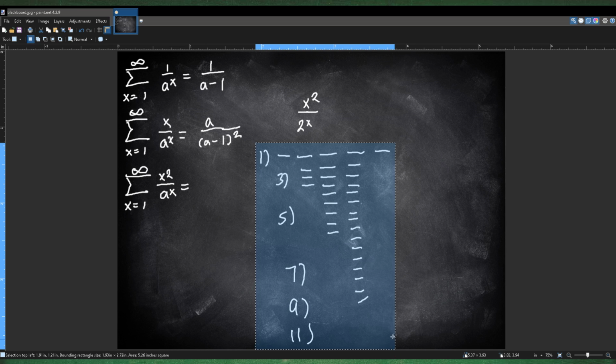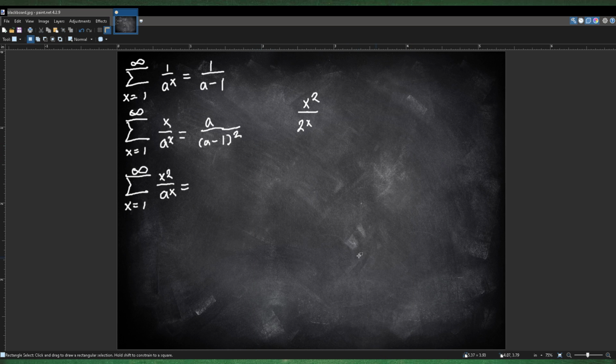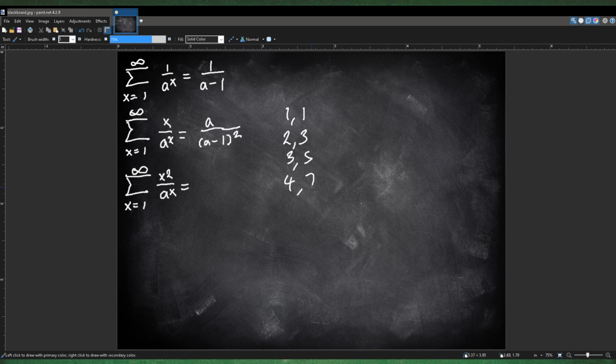Since we know that it follows this pattern of 1, 3, 5, 7, and it works for every one of these exponentials, what we can do is set up the equation. The first sequence only had 1. The second sequence had 3. The third sequence had 5. And the fourth sequence had 7.